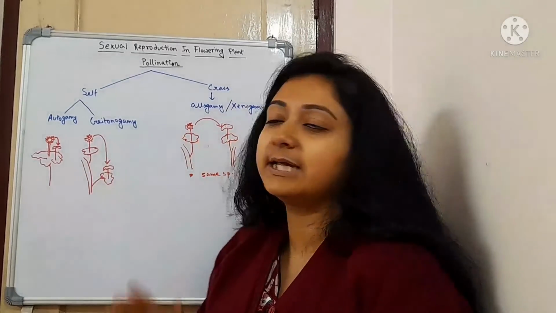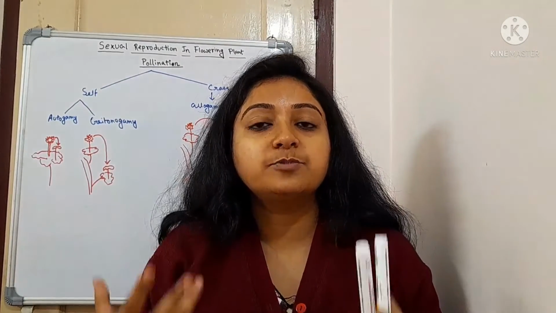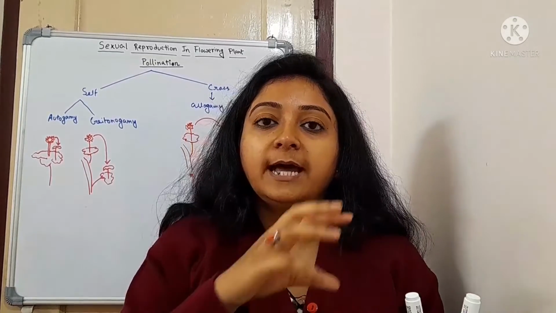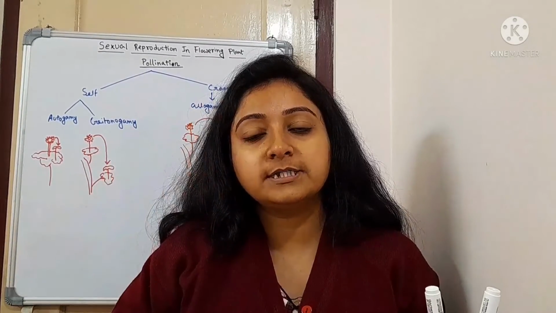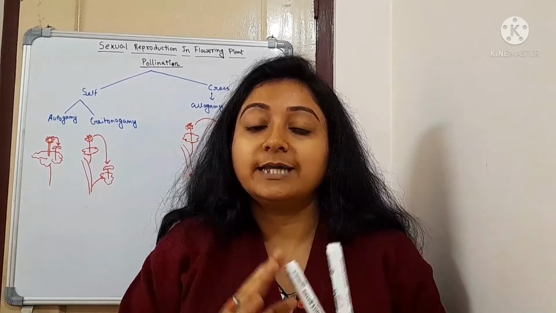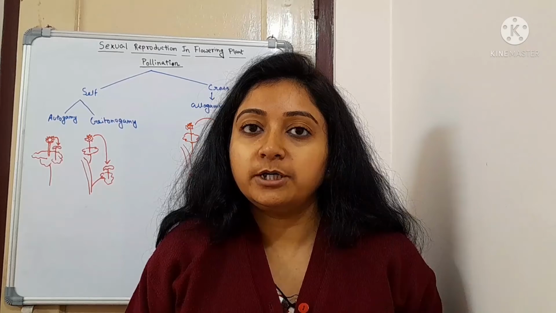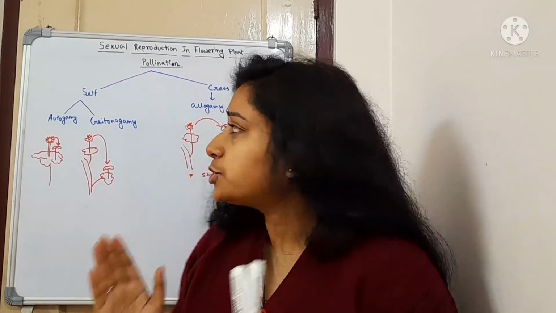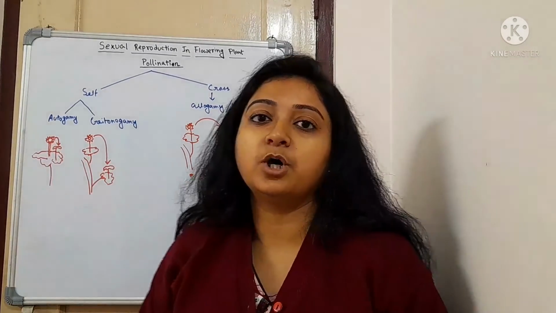What is the meaning of that? Say, for example, in the case of China rose, in one plant the pollen grains are produced, and they will go and fall on the stigma of another China rose flower. That event is considered as cross-pollination, or allogamy, or xenogamy. So these are the different types of pollination.